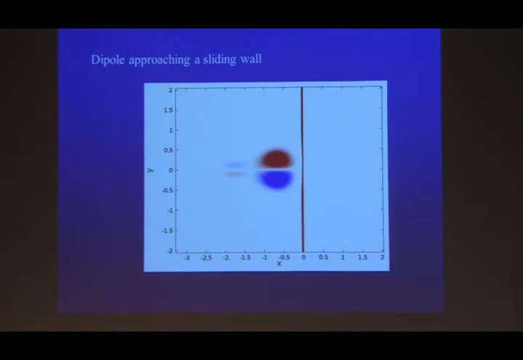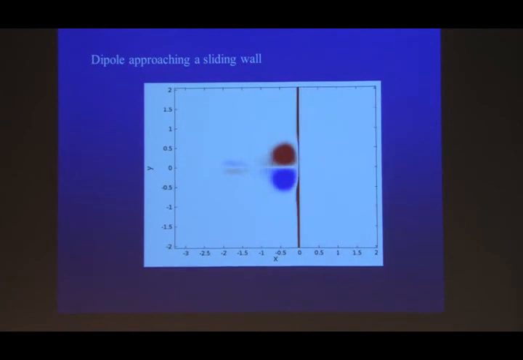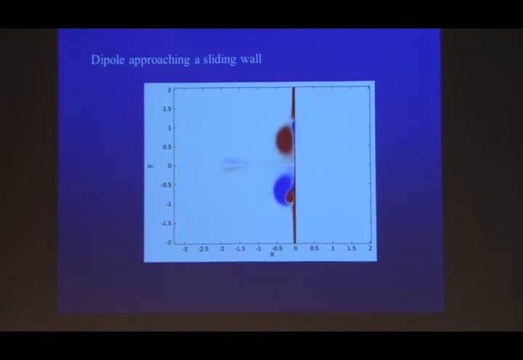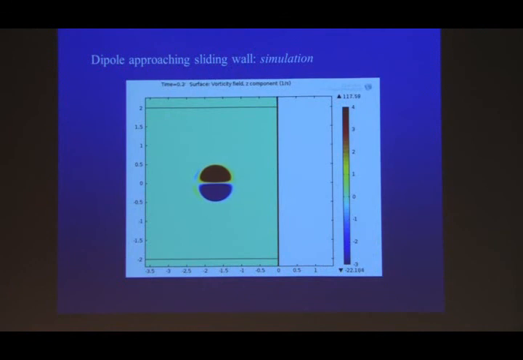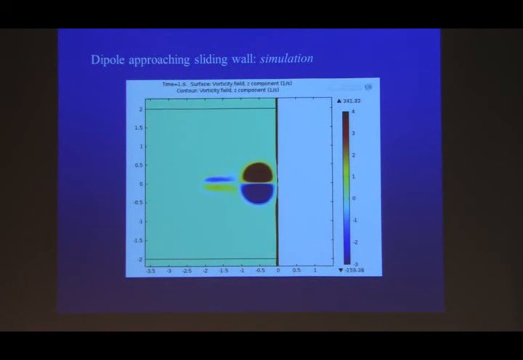Red means positive vorticity. And you can see how the dipole reacts, and you can see an asymmetry in the rebound of each half of the dipole. And it's obvious that this one is completely different from that one, due to the asymmetry in the vorticity present at the wall. So you can see it collides, and then you see an asymmetry in the collision.